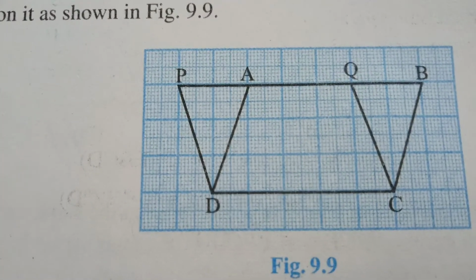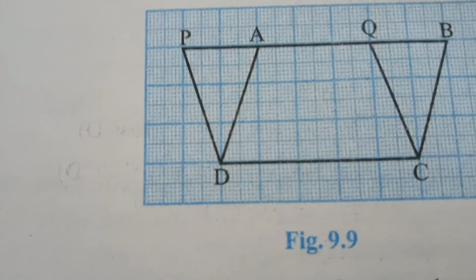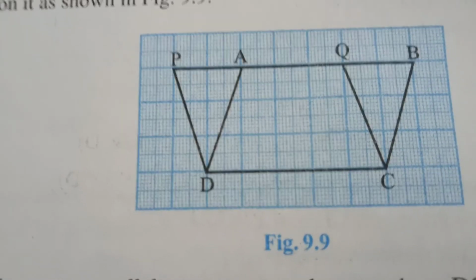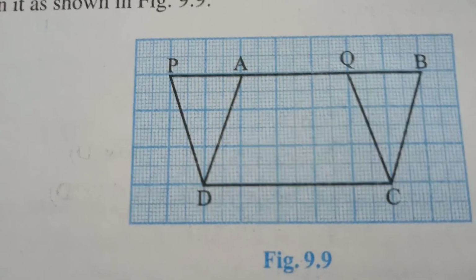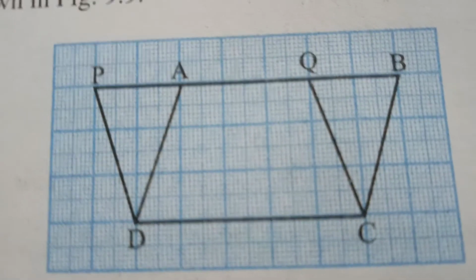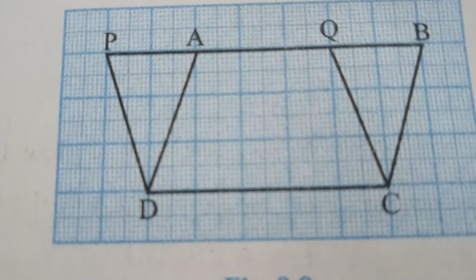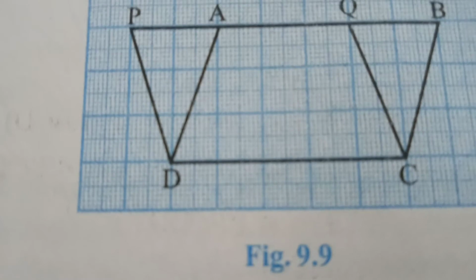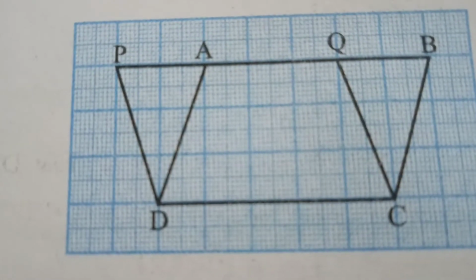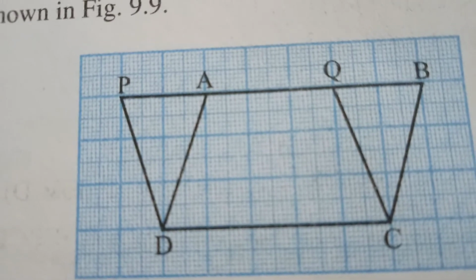They both are on the same base DC and lying between the same parallels DC and AB as DC and PB. Both the parallelograms are on the same base DC and they are lying on the same parallels DC and PB.